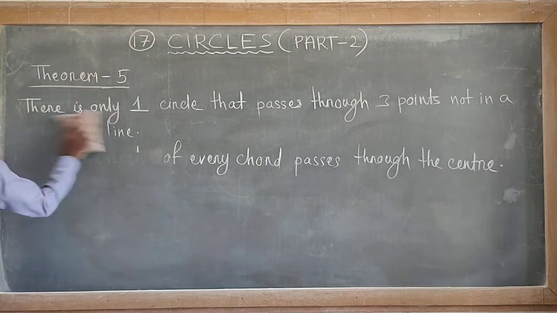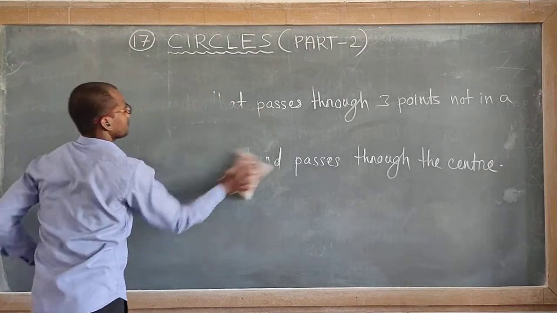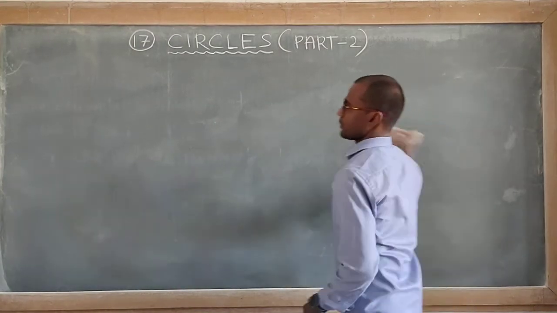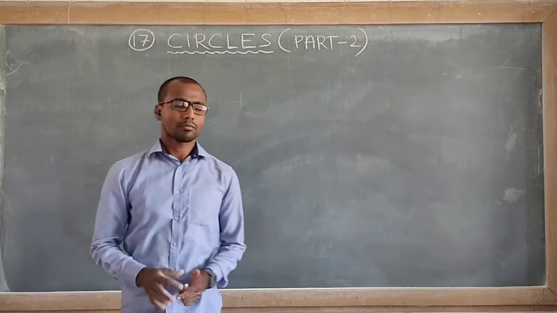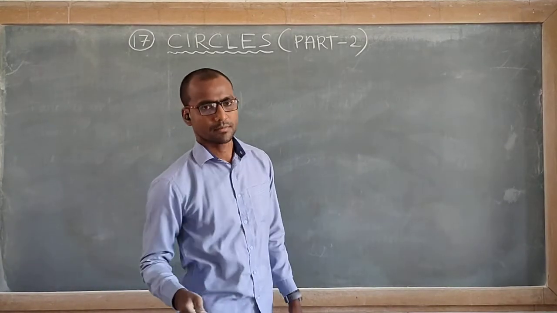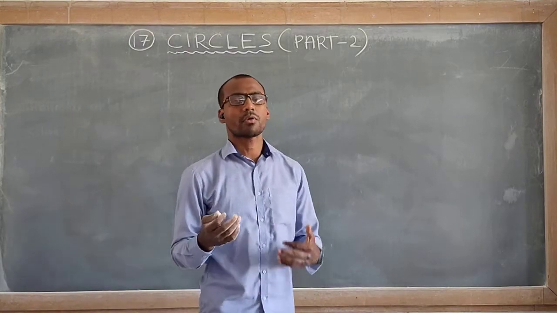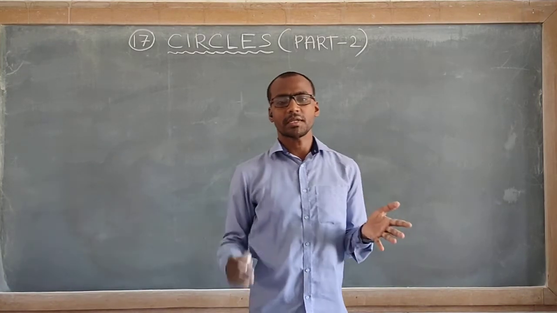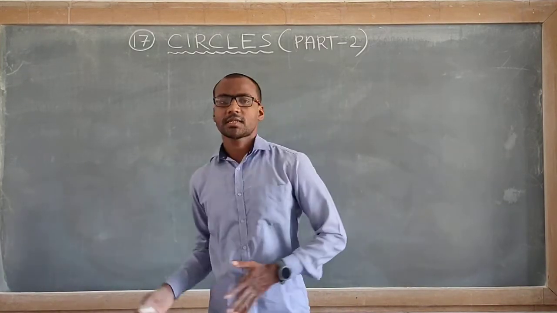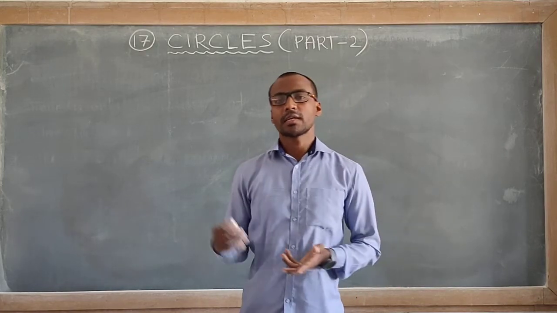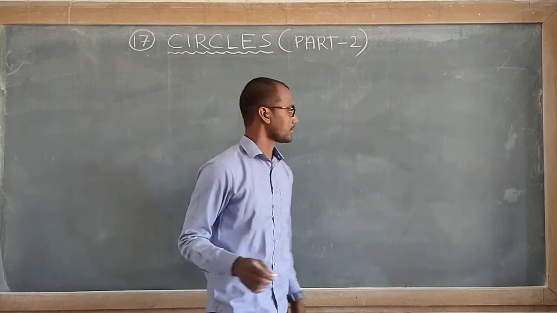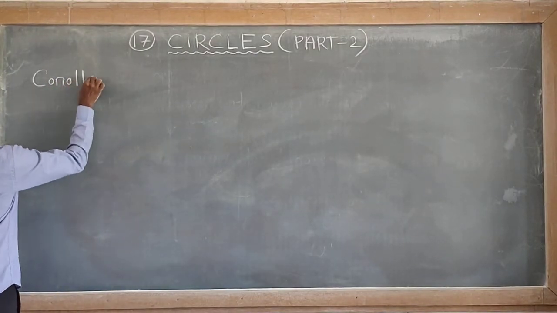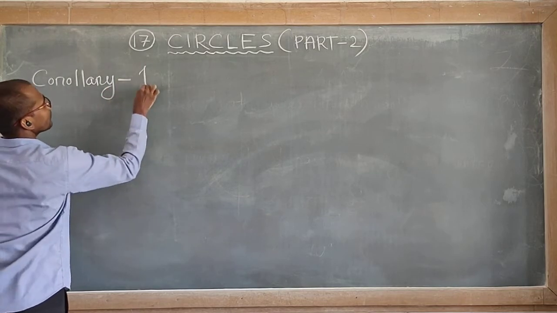Now let us move to corollaries. Actually, a corollary is like a theorem which can be derived from other theorems. Just like in physics, you have fundamental quantities and derived quantities, in mathematics, the fundamental quantity is the theorem and the derived quantity is the corollary. So corollary number 1.